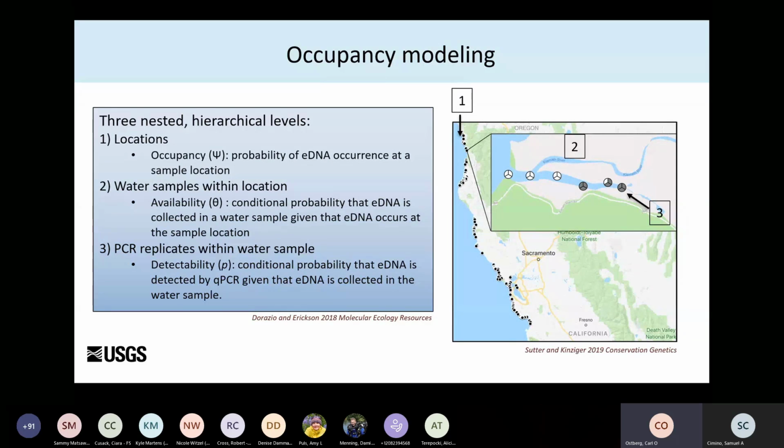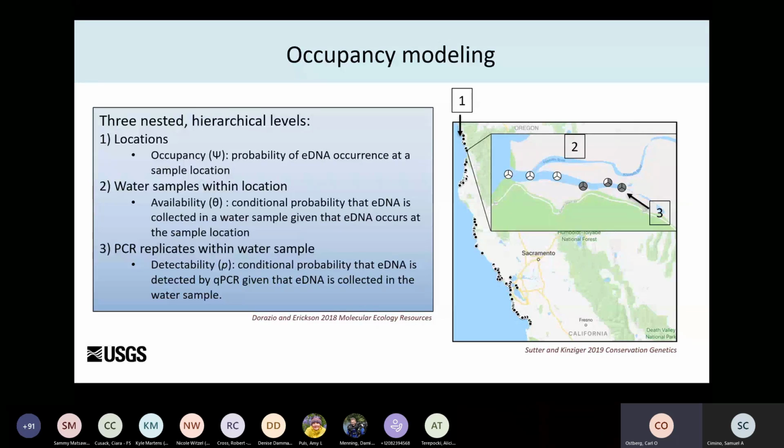And then the second level is water samples that are collected at each sample location. And so here you've got 6 water samples. Each of these little circles represents a water sample. So there's 6 water samples at this one specific location. And so the parameter here that's being estimated is the conditional probability that eDNA is collected in a water sample, given that eDNA occurs at the sample location. And you can think of that as being the availability of eDNA in the water.